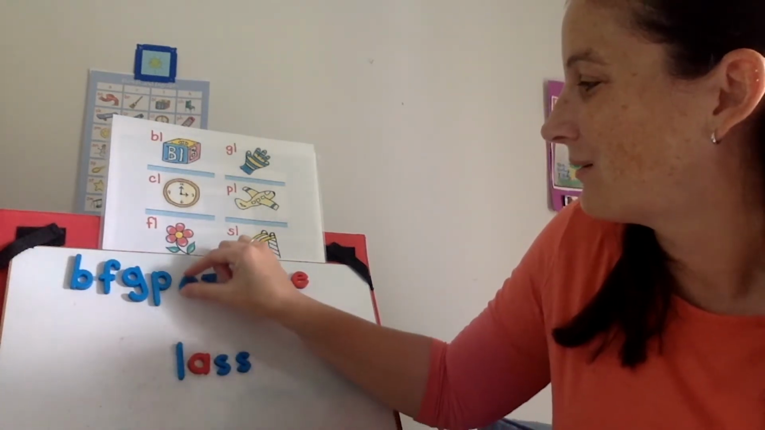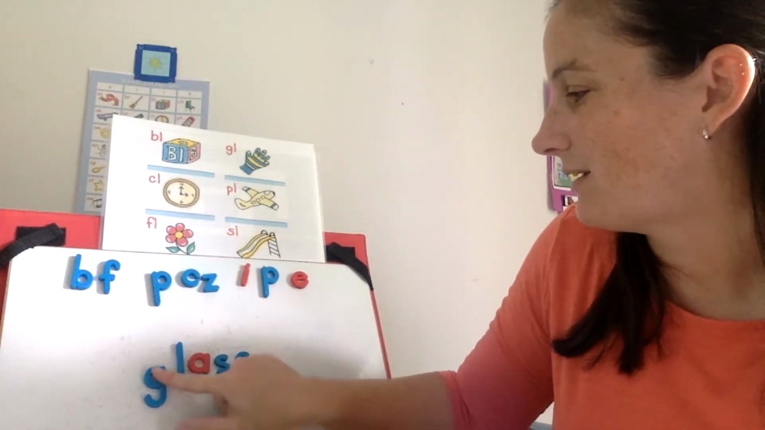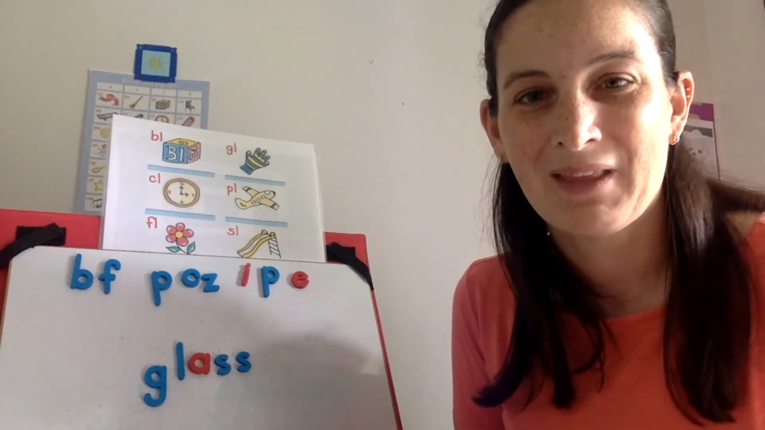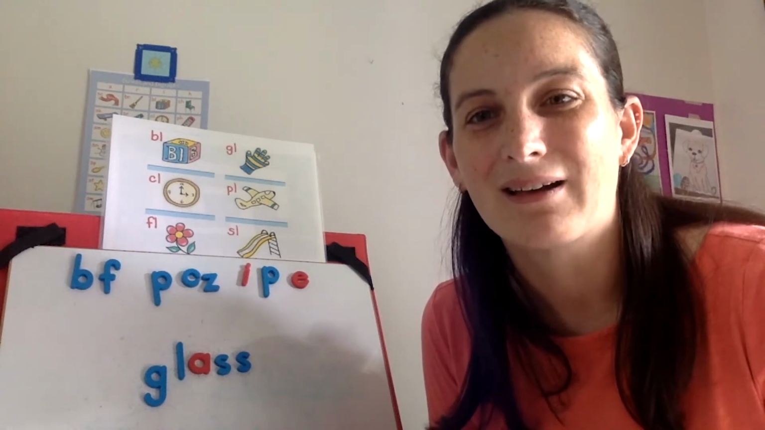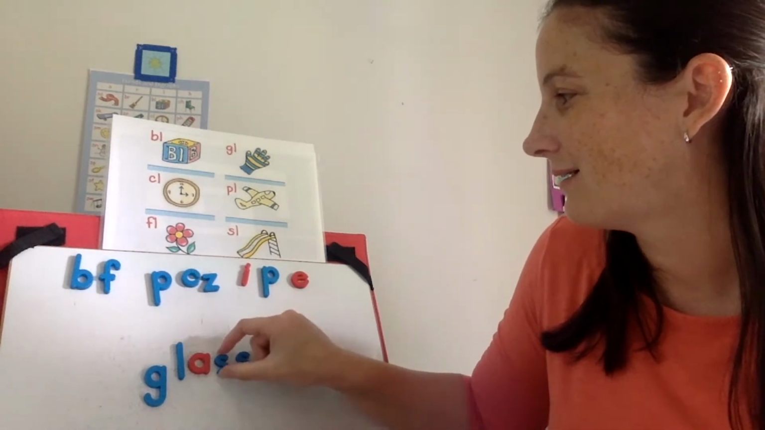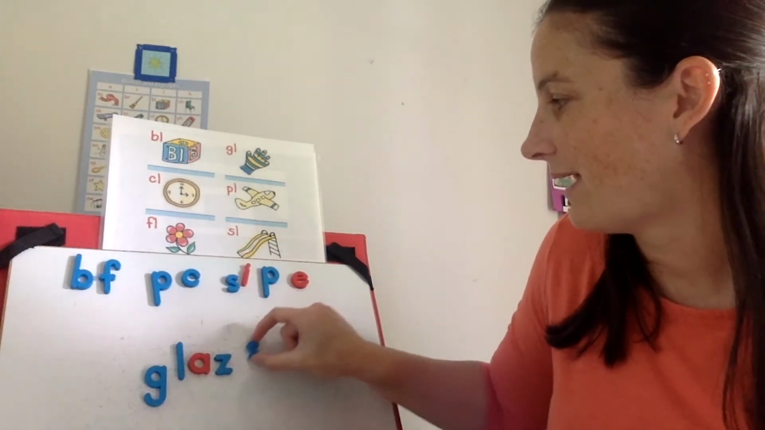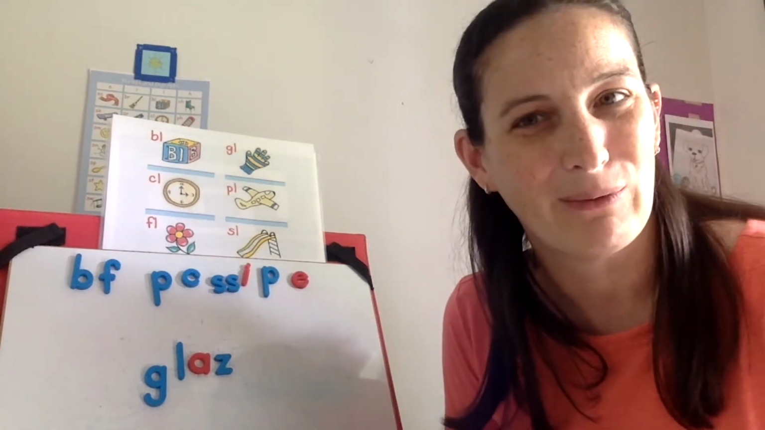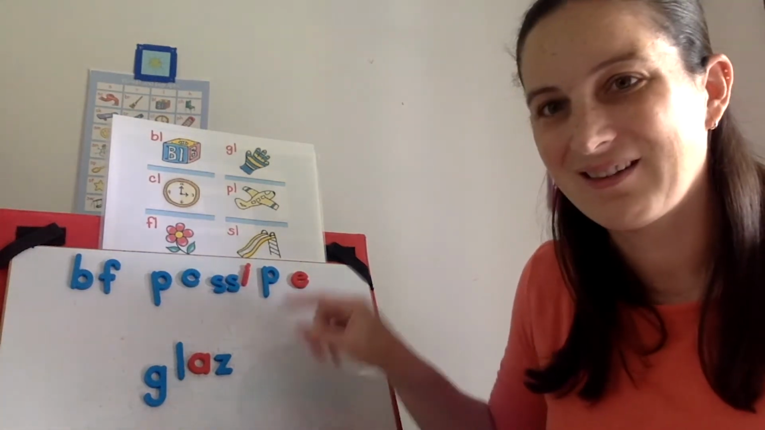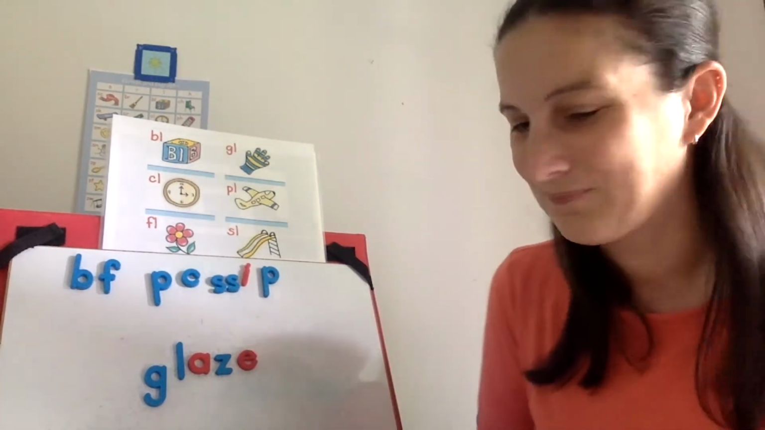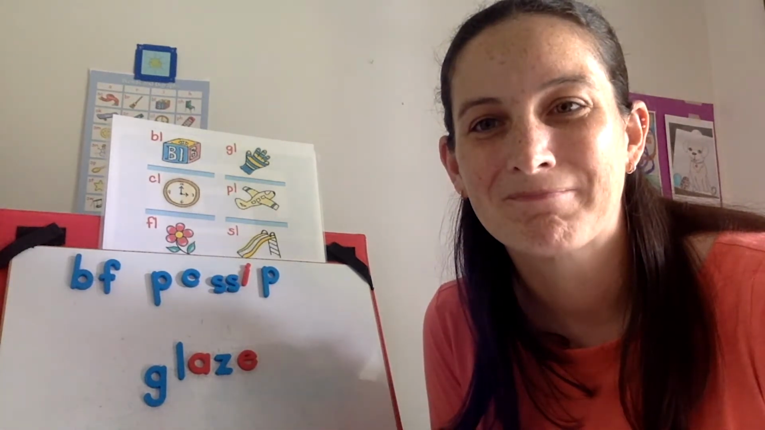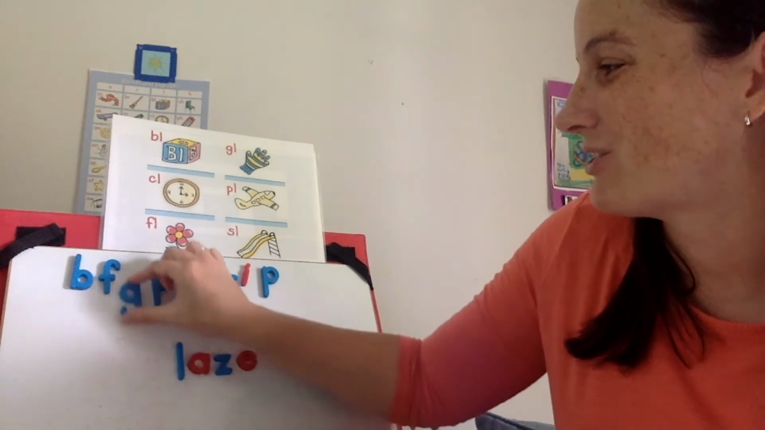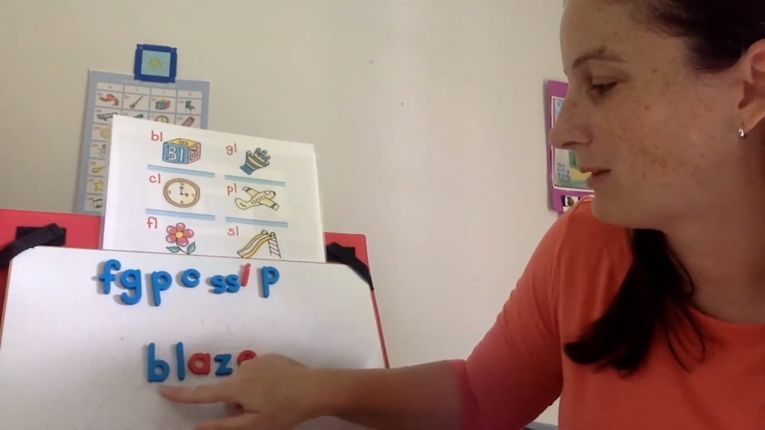Now can you change one letter to turn class into glass? Good. Change the C to a G. Glass. Now we're going to make a long vowel word. Glaze. I like to have glaze on my donuts sometimes. A, Z. And what do we add to make this a long vowel word? Glaze. A silent E. Very good. Now let's turn glaze into blaze. Good. We need to change the G to a B.